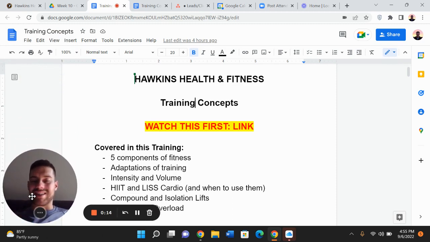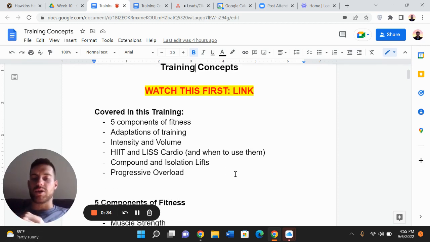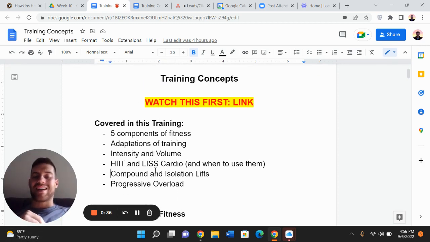So, what we're going to be covering today is the 5 components of fitness. What exactly those are, what they mean, the adaptations of training, aka what happens inside of your body when you do different types of exercise and different types of workouts, intensity and volume, what those mean, why they're important, HIIT versus LISS cardio and when you should use them, compound and isolation lifts, again, when you should use those as well, and then the concept of progressive overload and why that is so key.